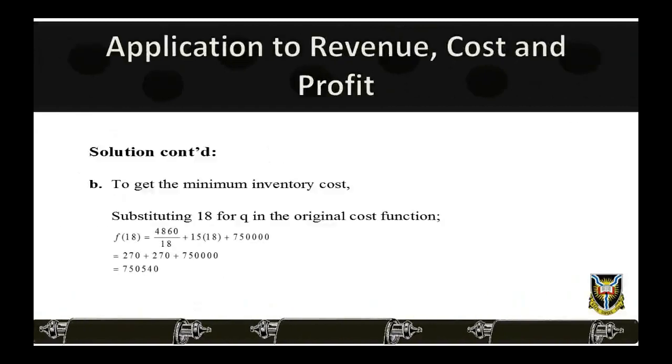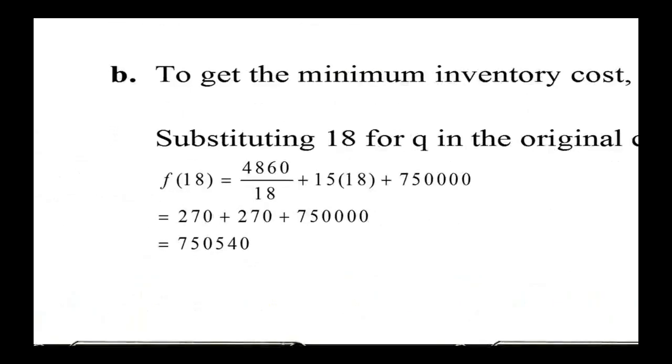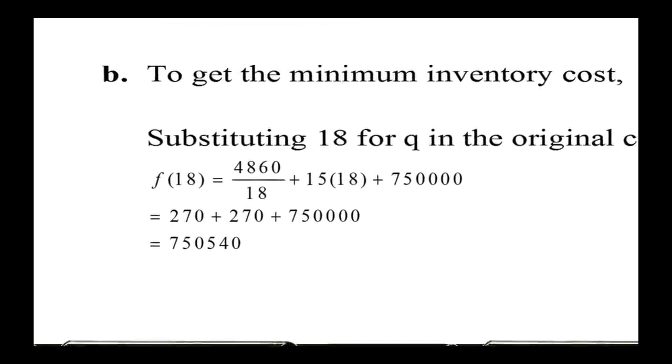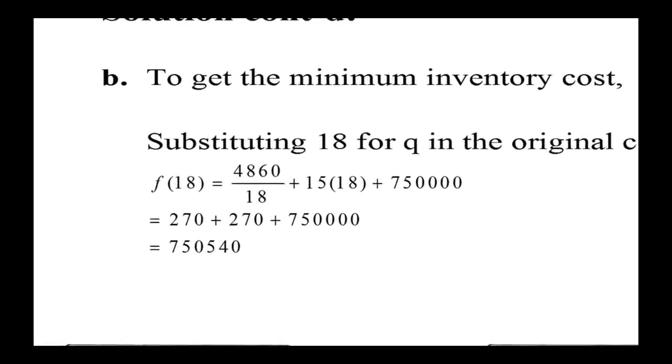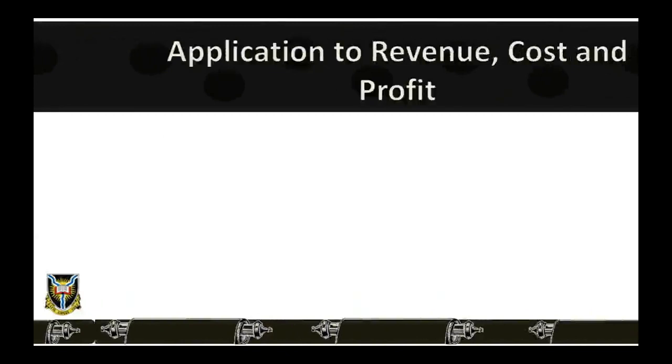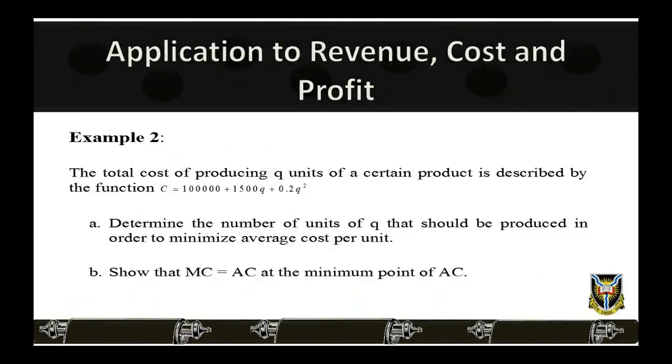B. To get the minimum inventory cost, we'll substitute 18 for Q in the original function. F of 18 equals 4,860 divided by 18 plus 15 of 18 plus 750,000, which equals 270 plus 270 plus 750,000, which gives us 750,540.